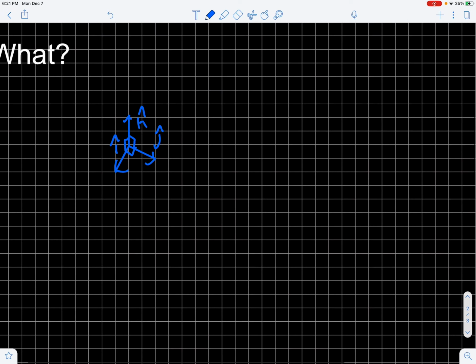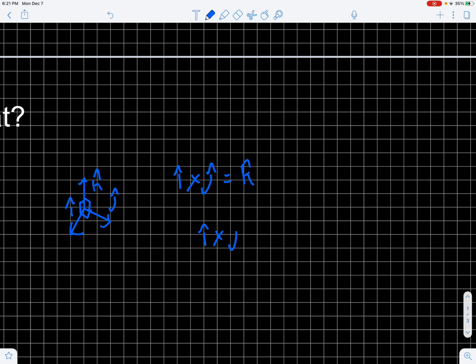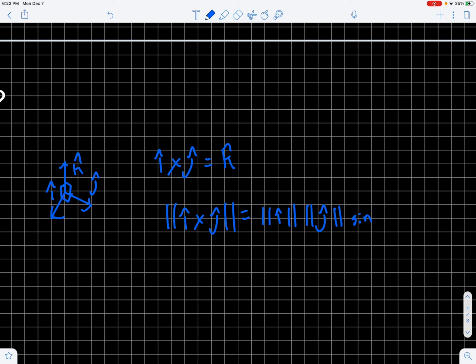All right. And from that we know that i cross j equals k. Okay, how do we know that? All right. So we know that i cross j, its length would be the length of i, which is just 1, times the length of j, which is also just 1, times the sine of the angle between them, which is 90 degrees, which is just 1.